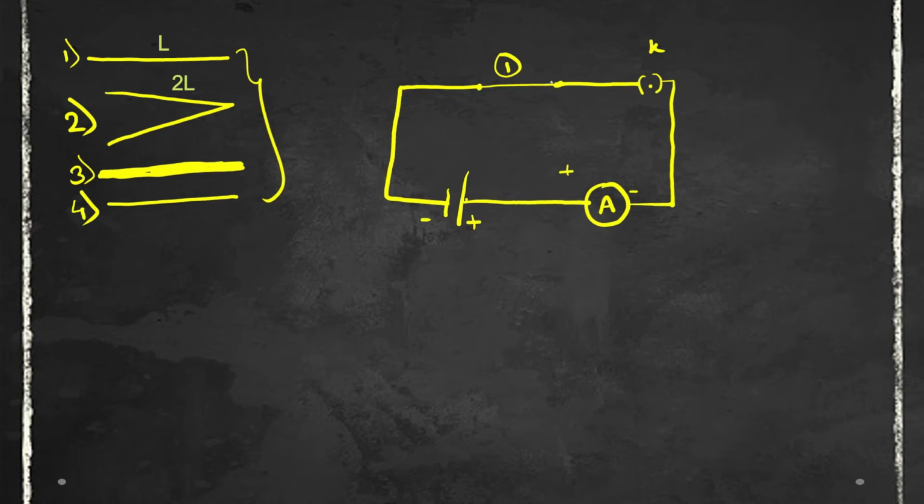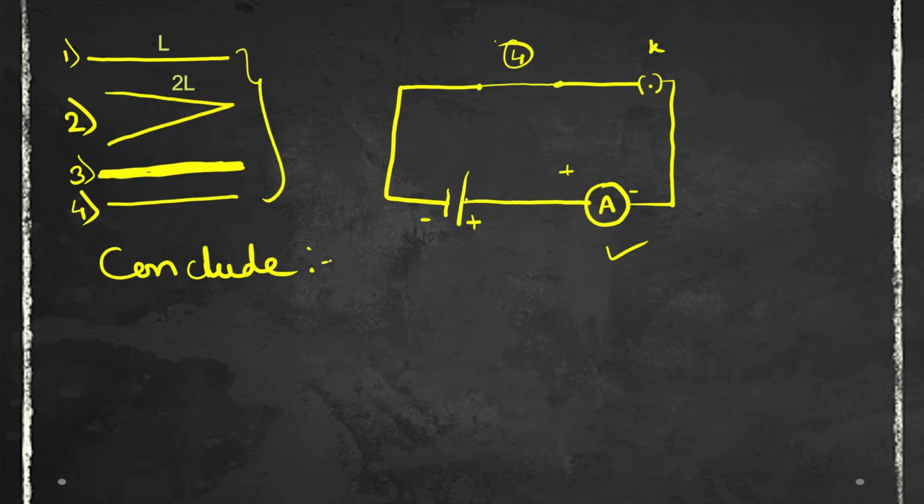First, we will take this first nichrome wire and place it here, so the circuit will be completed, and note the reading of the ammeter. Now we will take the nichrome wire which is double the length of the first one. We will place it in the same way, so the circuit is completed, and we will note the reading of the ammeter. Now we will take the third nichrome wire, which is double the area of the first nichrome wire, and we will note the reading of the ammeter. And at last we will use a copper wire, and we will note the reading through the ammeter.